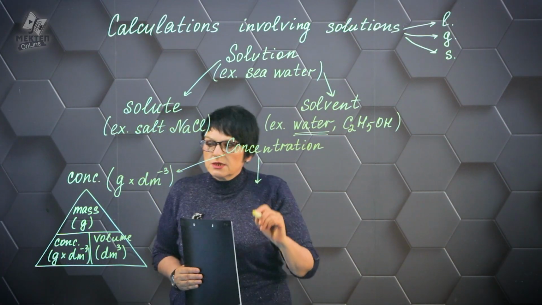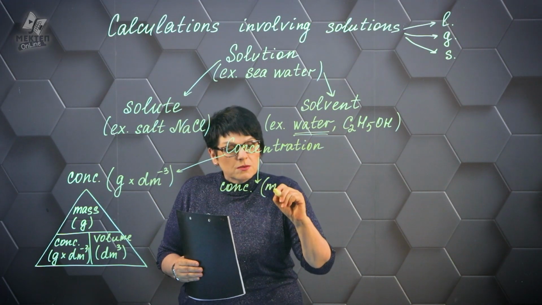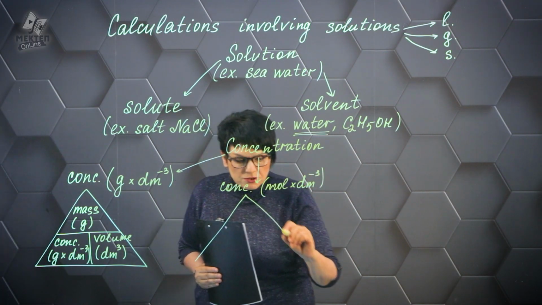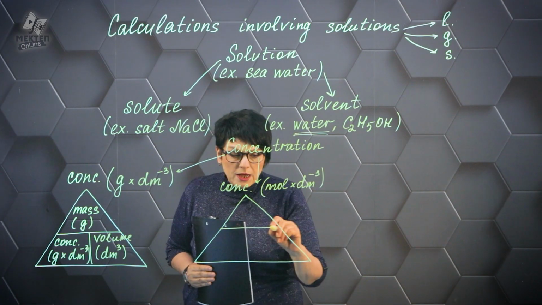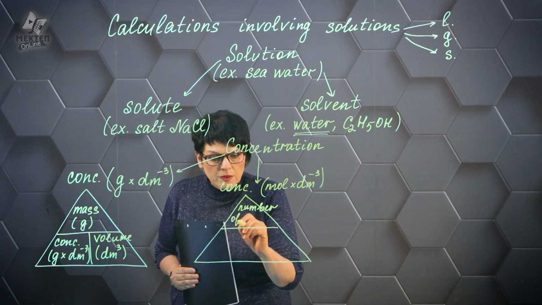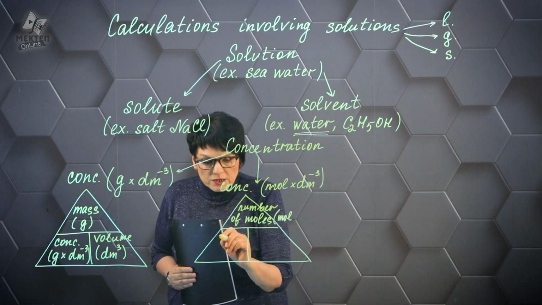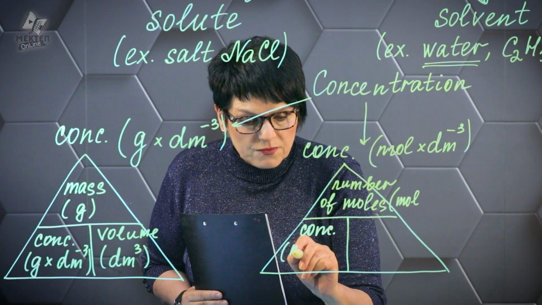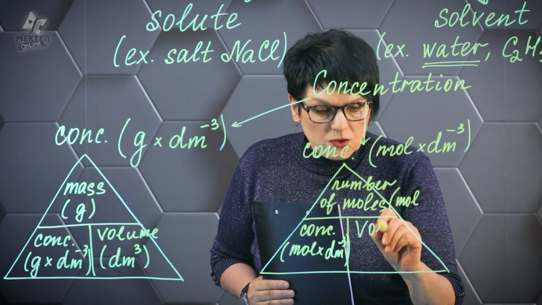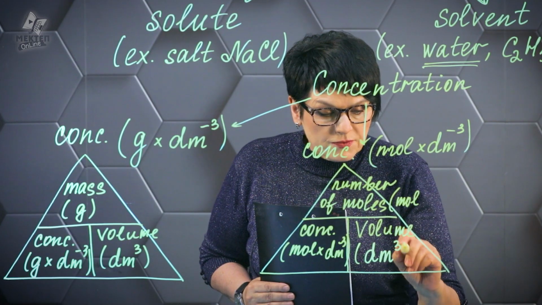Now the second kind of concentration is the one expressed as the ratio of moles to cubic decimeters. So let's express it again as a triangular formula. At the top we'll have the amount of substance, measured in moles. At the bottom we have the concentration expressed in moles per cubic decimeter, and down here we have the volume. We measure the volume in this case still in cubic decimeters.